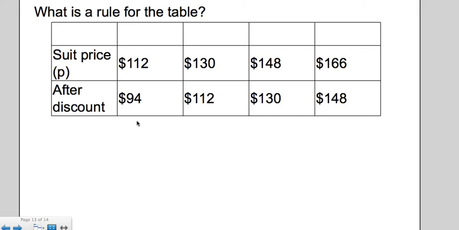Look at this table and look to see what is the rule for the table. What are we doing to 112 to get to 94? What do we do to 130 to get to 112? What do we do to 148 to get to 130? So copy this problem down into your book and find the rule, write down what the rule is.